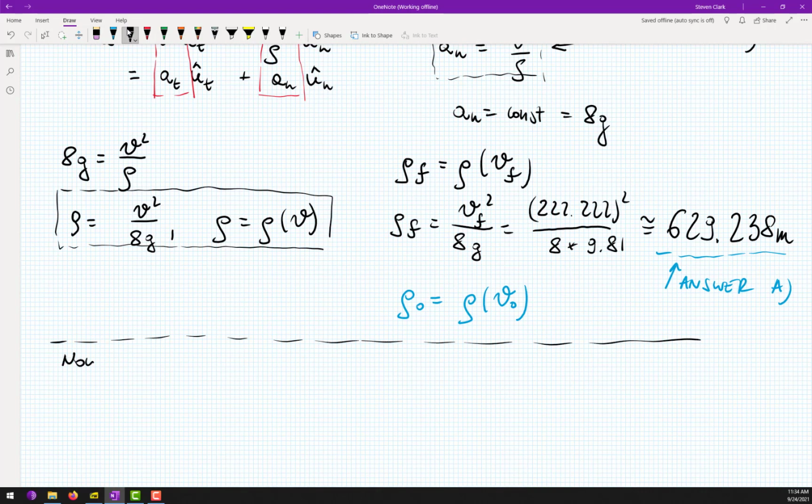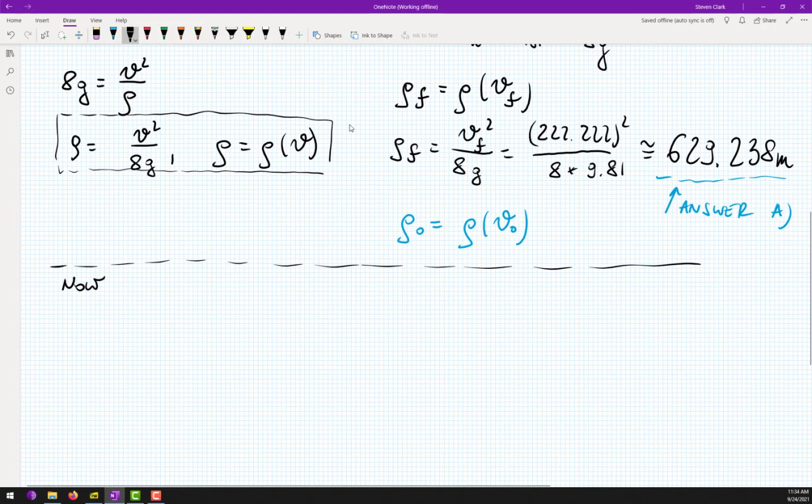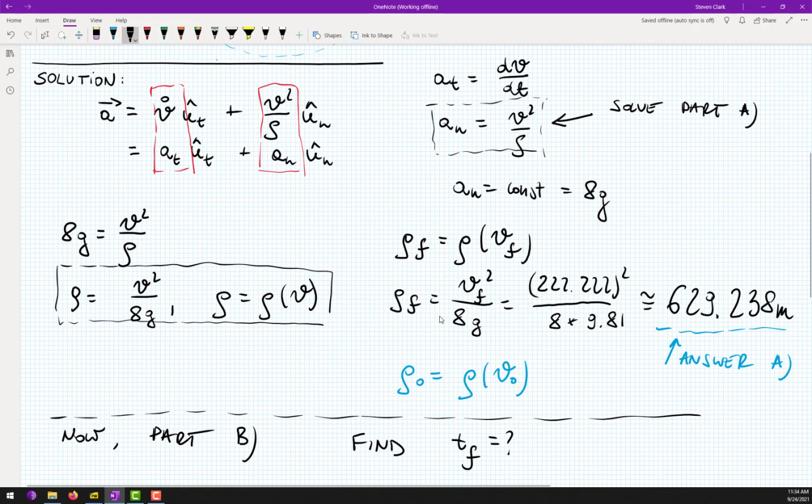Now, part B. Find t final. Okay, so I think that in part A, if I scroll up the board, we used this expression, yes? So how about using the other expression in part B? Let's do it.